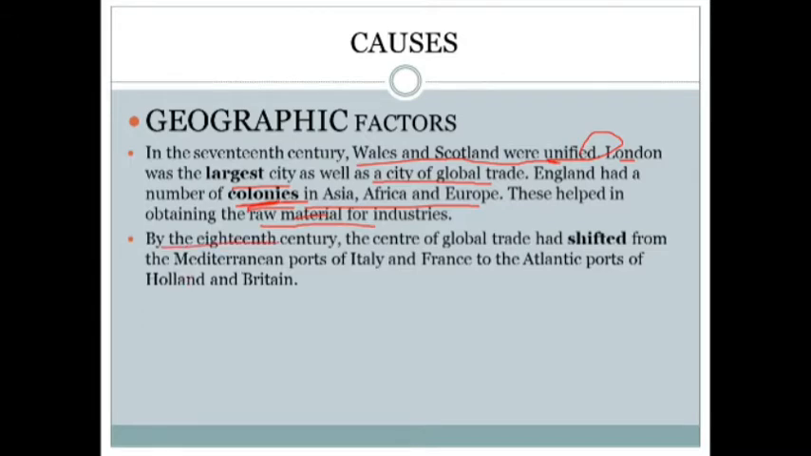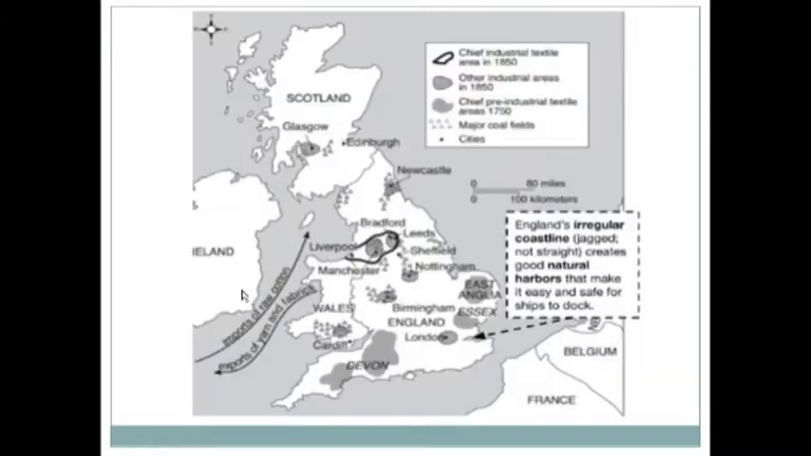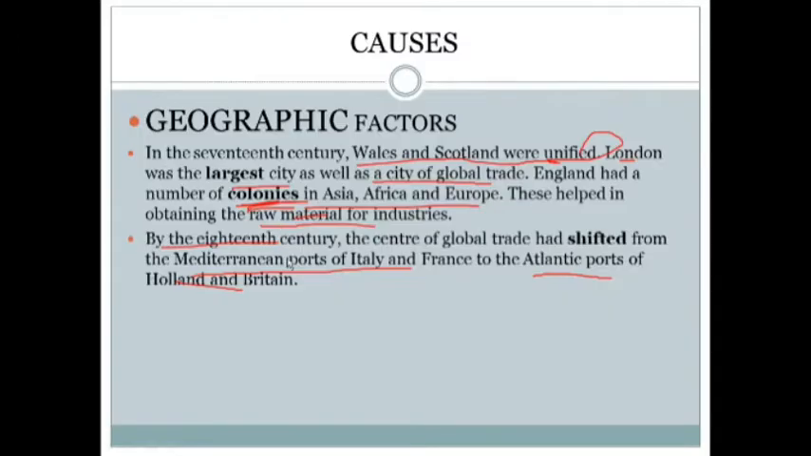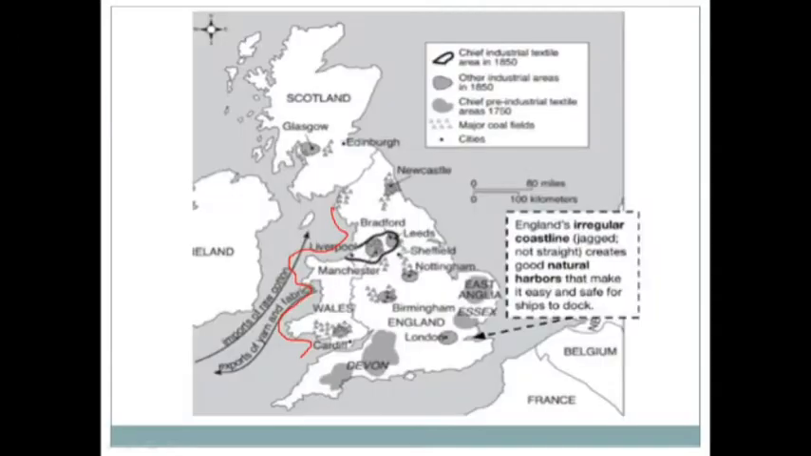Also, at that time, the Mediterranean ports of Italy and France were replaced by the Atlantic ports of Holland and Britain. As you can see here, there are many coastal areas, and the availability of good coastal areas made seaway trade possible. This is the reason why the ports shifted from the Mediterranean to the Atlantic, and Britain became the largest city of global trade at that time.